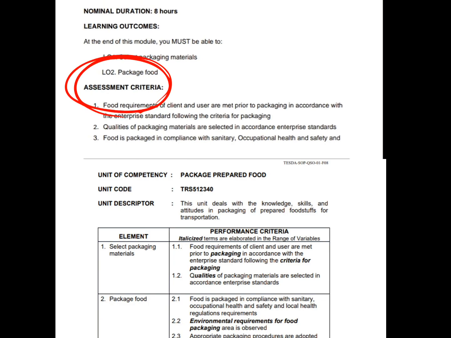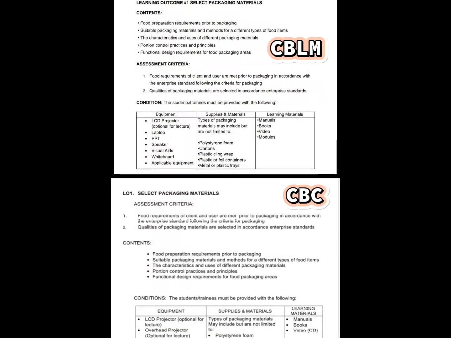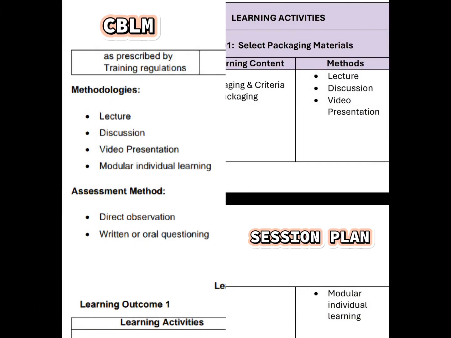So under learning outcome number 1, we have here the contents, assessment criteria, and condition. For the contents, we just copied it from the CBC. Same goes to the assessment criteria and condition, which come from the CBC. For the methodologies, we just copy it from the session plan, which has the lecture, discussion, video presentation, and modular individual learning. And for the assessment method, we also copy it from the CBC.